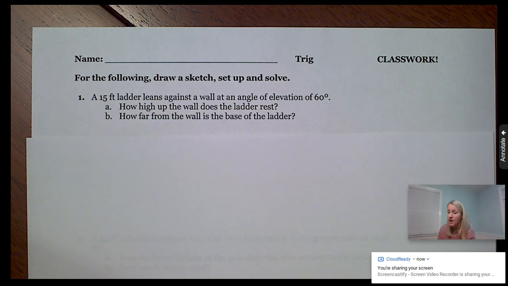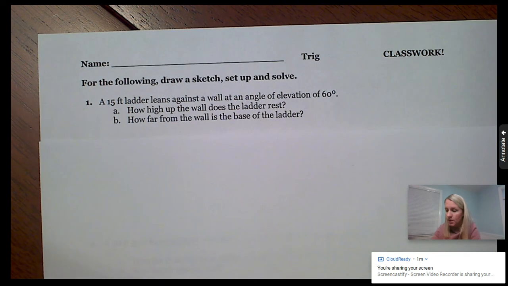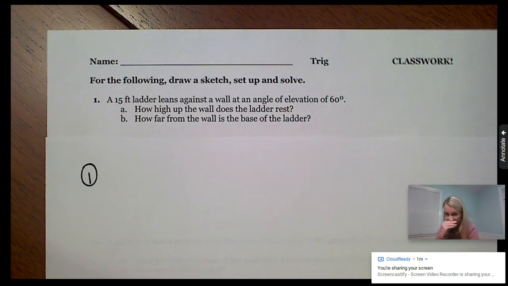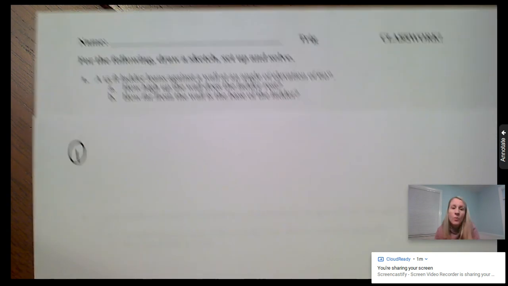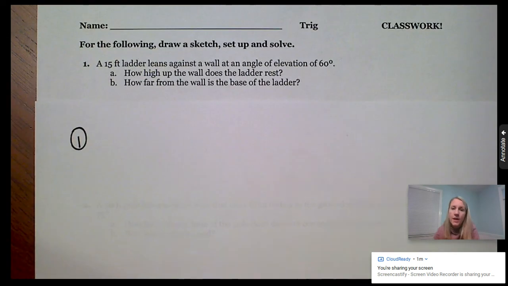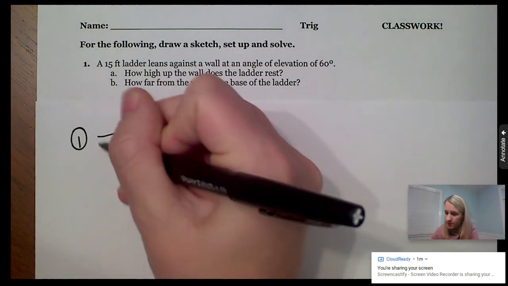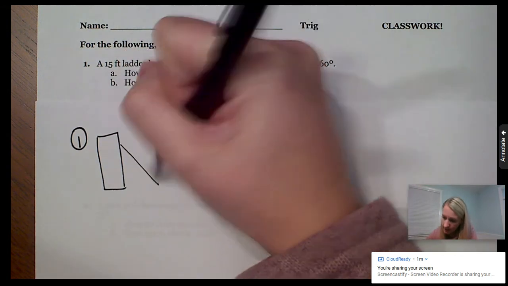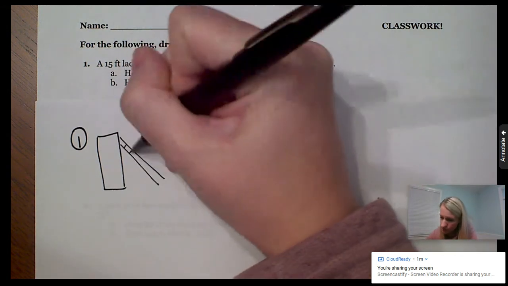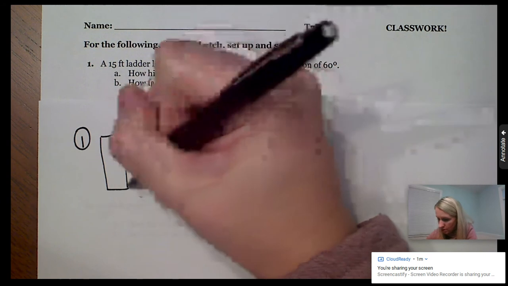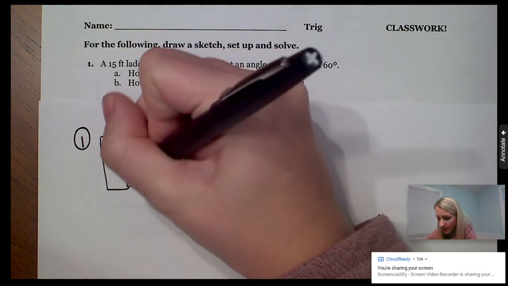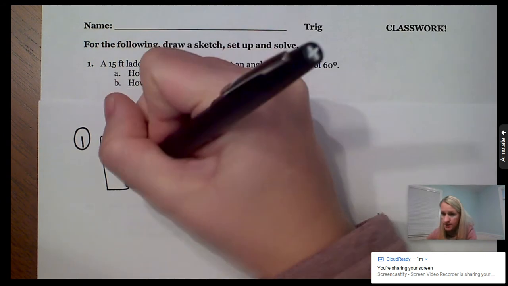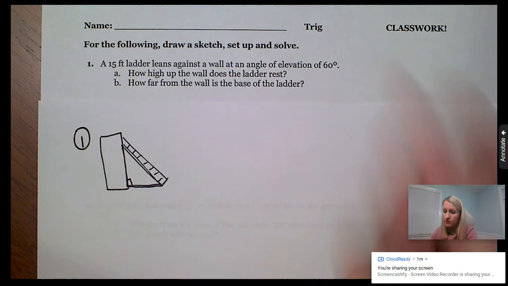So I'm going to do number one here. We have a ladder leaning against a wall at an angle of elevation of 60 degrees. Okay, so we have a wall. Let's say I have a building here. We have a ladder, right? So it's going to look like this. We have the ground. Every time we should have a right triangle. So just as a heads up there, I have a nice right triangle.